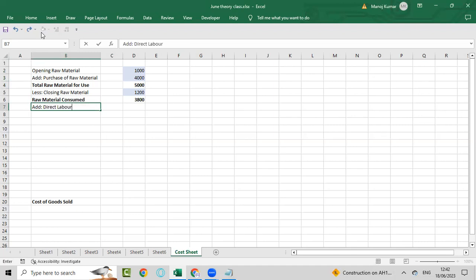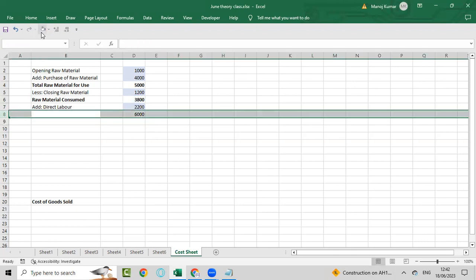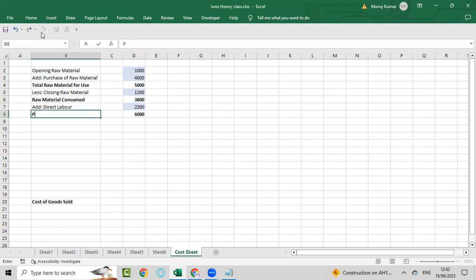Then add direct labor of 2200. If you add it, what does it become? Tell me. It becomes prime cost. So what is prime cost? Cost of material plus cost of direct labor. There are indirect labor also, so we don't include that. Okay. That indirect labor or other factory related cost you are adding here.